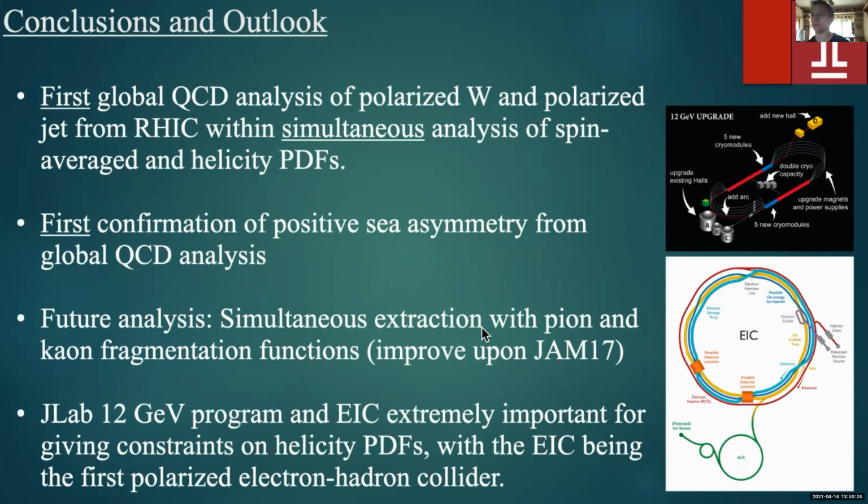And finally, in the future, the EIC will obviously be extremely important for giving constraints on the helicity PDFs, being the first polarized electron-hadron collider. In particular, parity-violating DIS could provide new information on the polarized strange distribution, which is something we still know very, very little about. And when it comes to nuclear effects, there's obviously going to be a lot of data coming from the JLab 12 GeV program that will help with that.